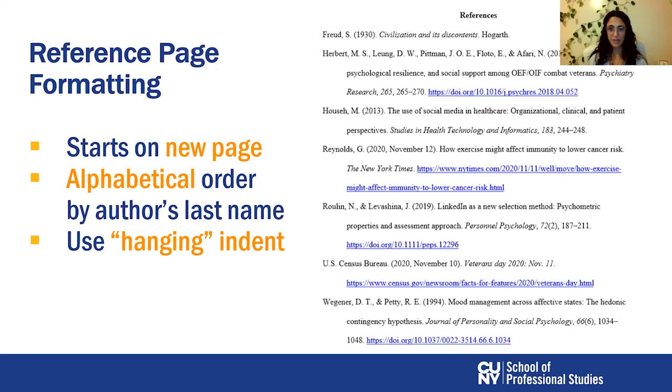So now we talked about each type of source and how it's formatted in the reference list. Now let's look at how the whole section looks. You start on a new page at the very end of your paper.